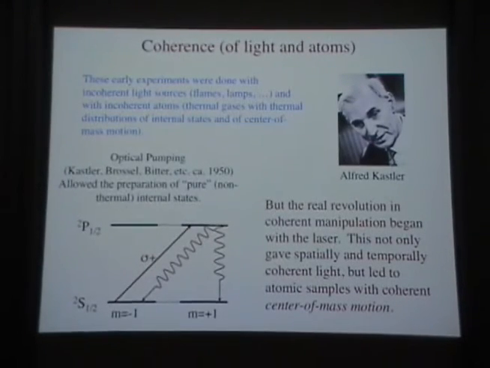In the meantime, people learned how to control the internal state of the atoms. One of the giants in this field was Alfred Kastler, who realized that you could prepare atoms in pure internal states using a technique called optical pumping. These experiments were done with lamps, where they would use lamps and polarizers, circular polarization, to take the atoms from one internal state and put them all into another internal state. But it wasn't until, again, the arrival of the laser that people had a coherent way to transfer atoms into these internal states and interact with the center of mass motion.